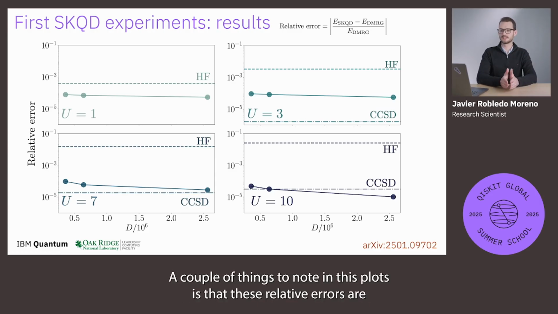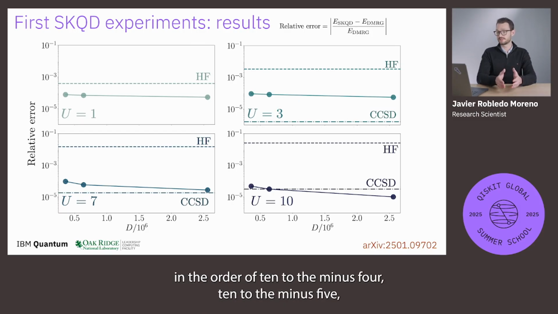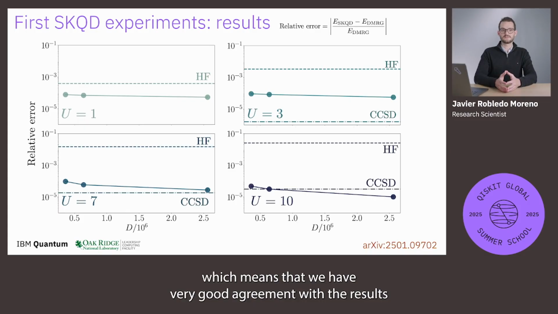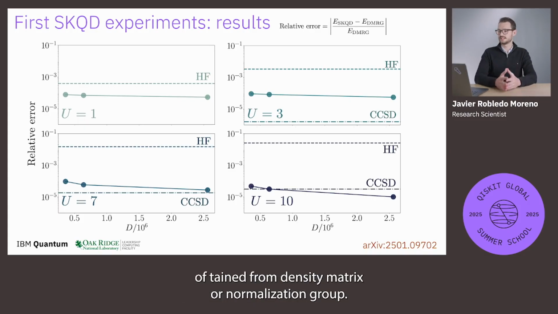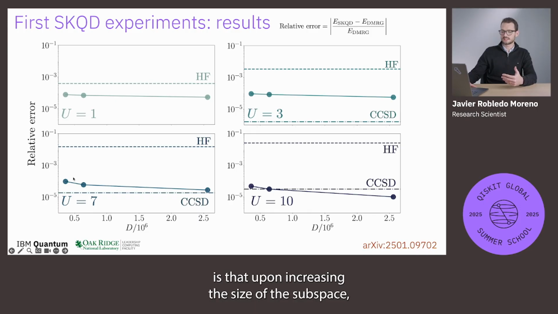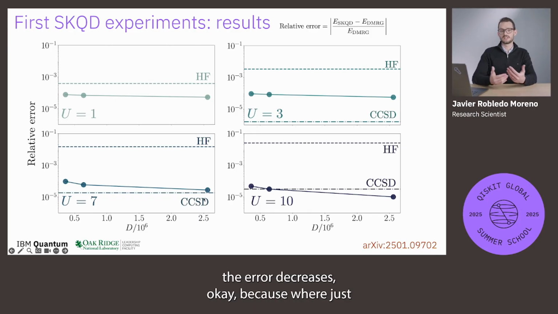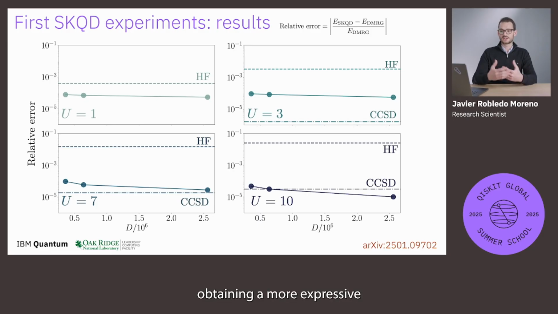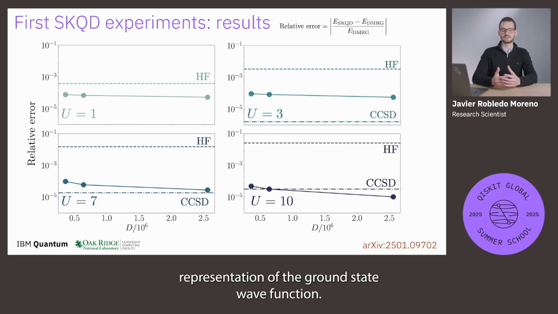A couple of things to note in these plots is that these relative errors are on the order of 10 to the minus 4, 10 to the minus 5, which means that we have very good agreement with the results obtained from density matrix renormalization group. And additionally, something that I have mentioned before is that upon increasing the size of the subspace, the error decreases, okay? Because we're just obtaining a more expressive representation of the ground state wave function.